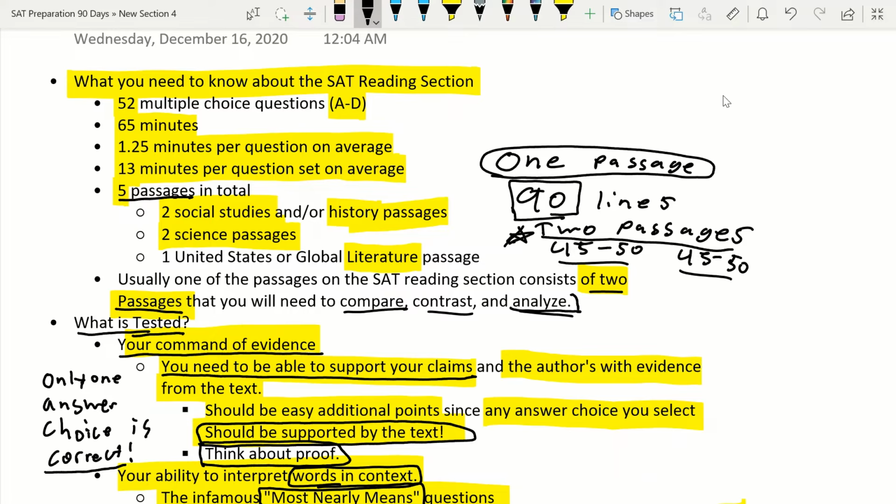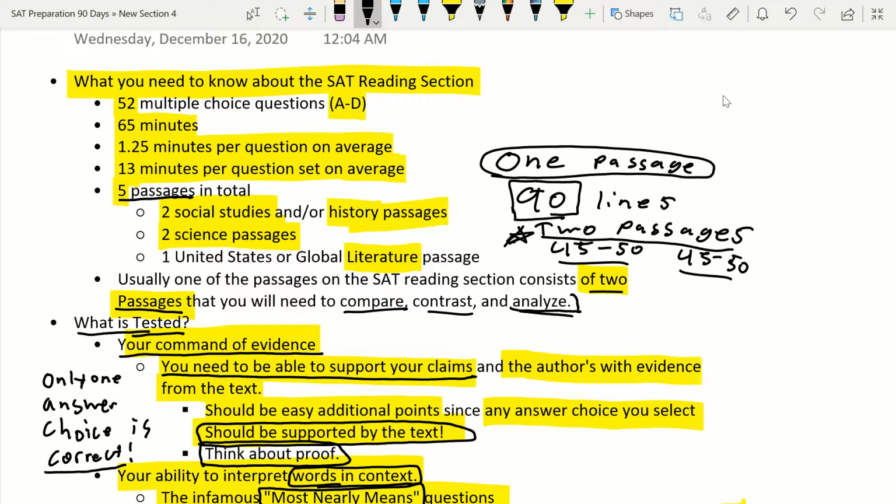Today is day 5 in our 90-day SAT prep series. We'll be getting into the SAT reading section first, and then we'll do the math section after that. So let's go ahead and get started with a review of what we learned last time in the SAT reading section. Last time we discussed the format of the SAT reading section and what it was comprised of.